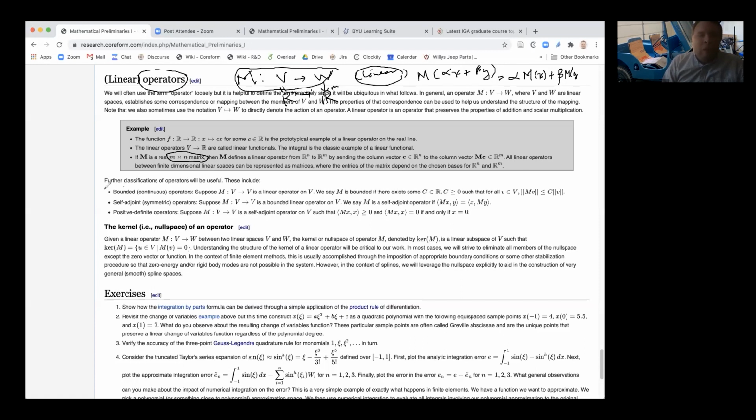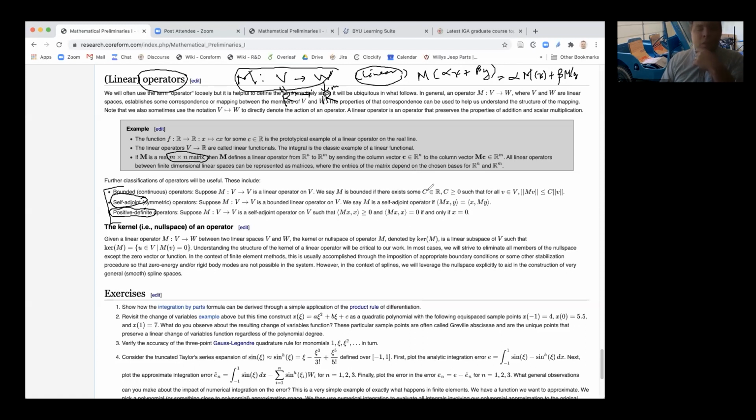And then there are some other properties that I'll come back to as we need them, like bounded operators, which by default then are continuous. Self-adjoint or symmetric operators, those dominate structural mechanics. Positive definite also is a dominant feature of finite element problems in structural mechanics. So we'll come back to these definitions and show what they mean later in the context of some of our structural problems.